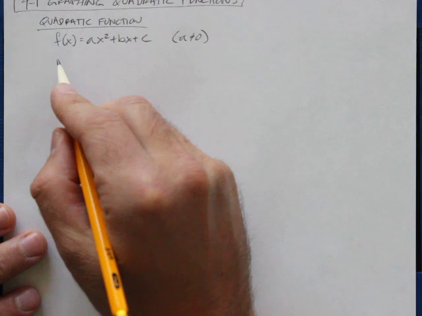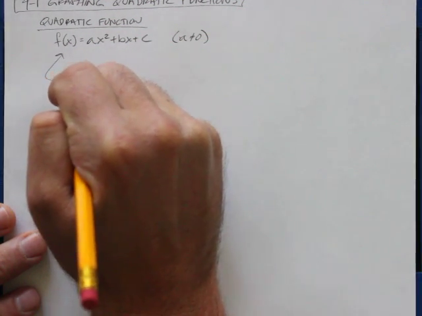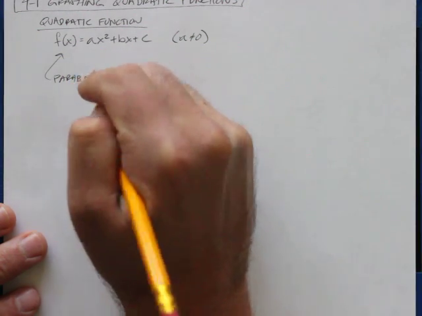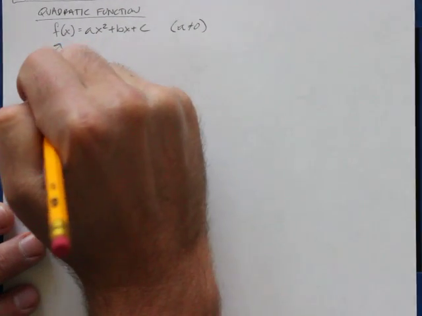So this is a parabola. If I were to graph this equation, I would get a parabola. How do I graph a parabola? Step 1.